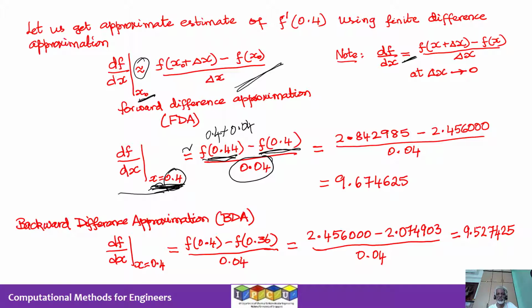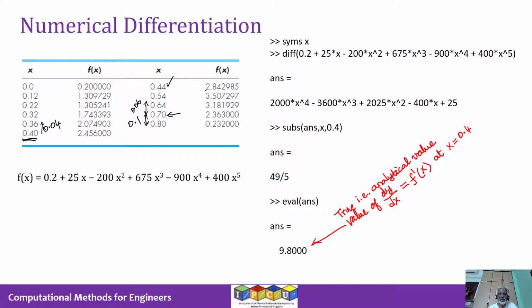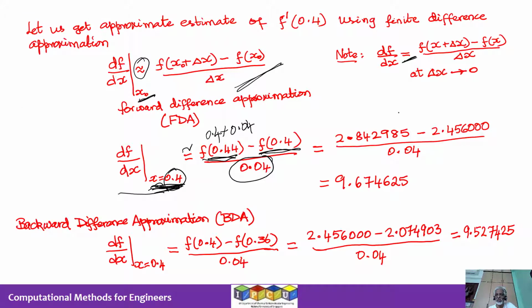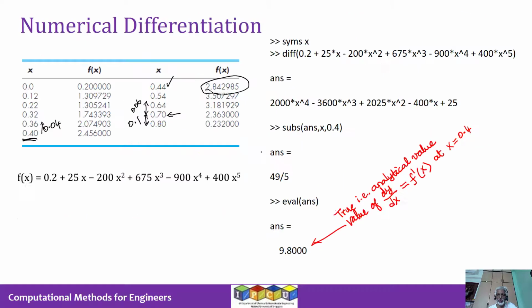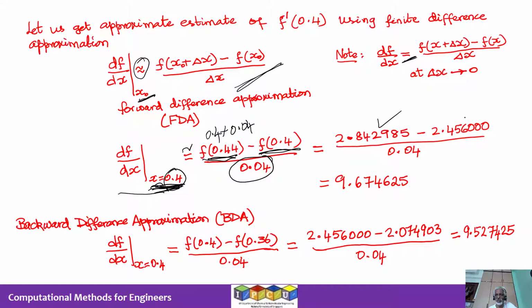So when you put in the numbers from the table, the value of the function at x is equal to 0.44 is given here to be 2.842985. Okay, that value minus the value of the function at x is equal to 0.4, that is given to be 2.456000. So that is what this is. And then the delta x is 0.04. That means 0.44 minus 0.4, which is 0.04. So when you do that, you get this to be the answer. So this is one approximation of the derivative at x is equal to 0.4.